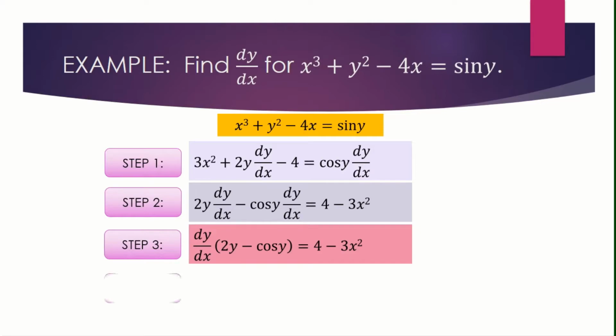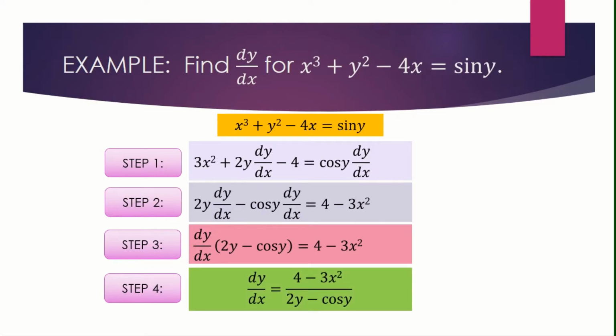And lastly, in step 4, we solve for dy/dx and produce dy/dx as (4 minus 3x squared) divided by (2y minus cos y). We cross multiply it, then we get this one. This is the dy/dx.